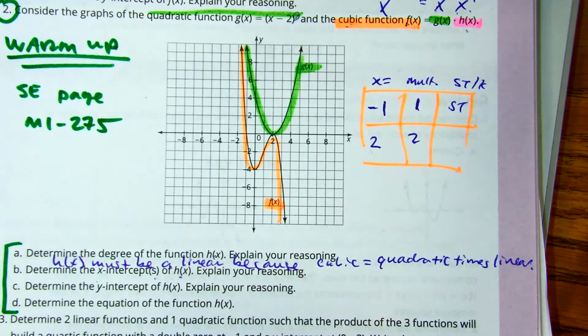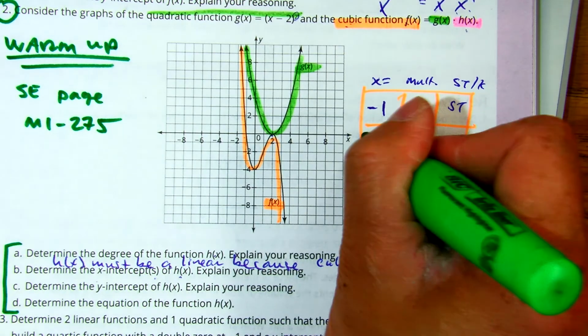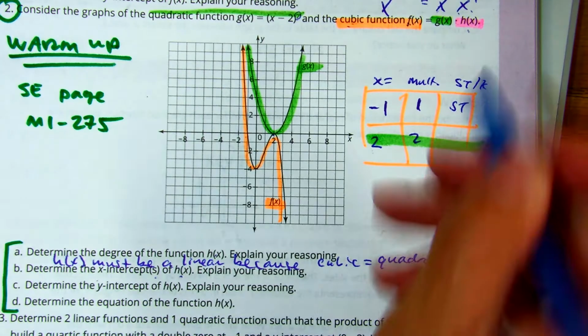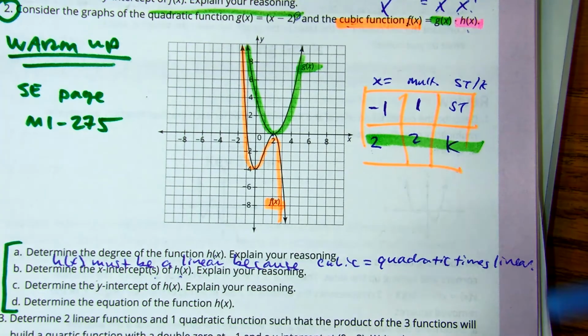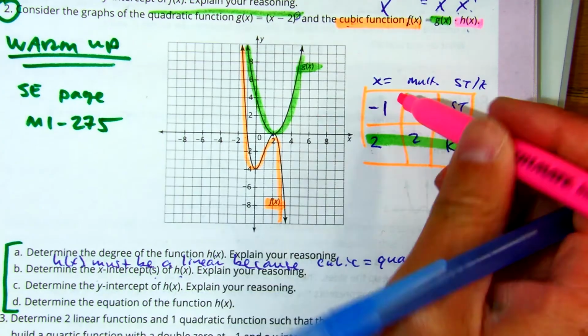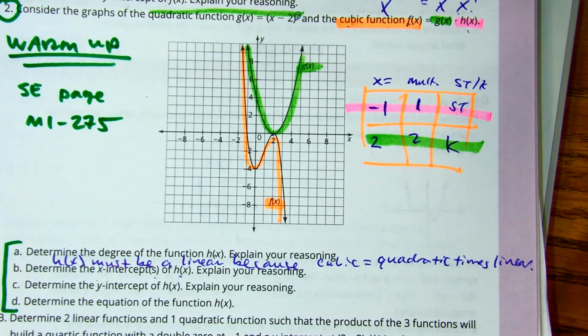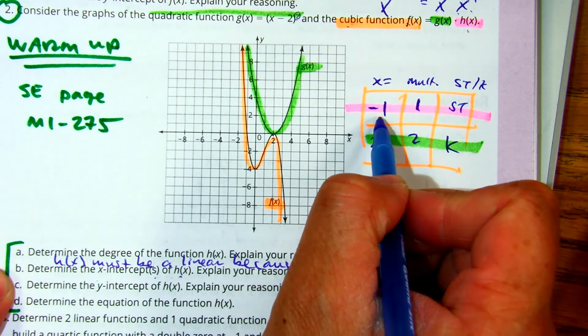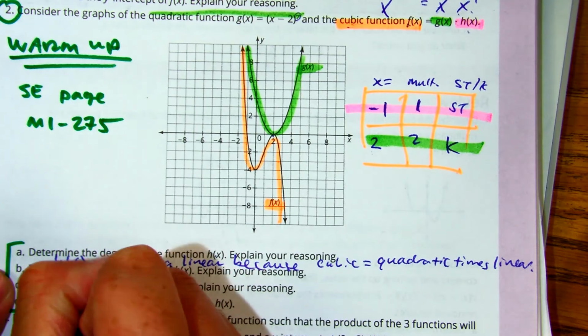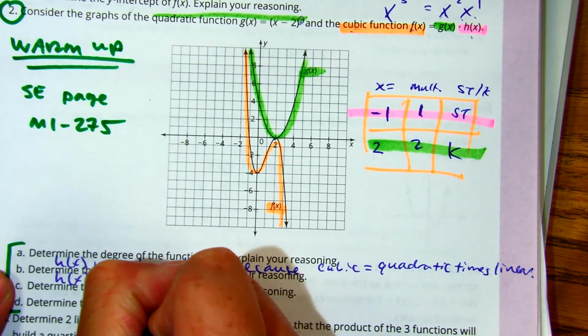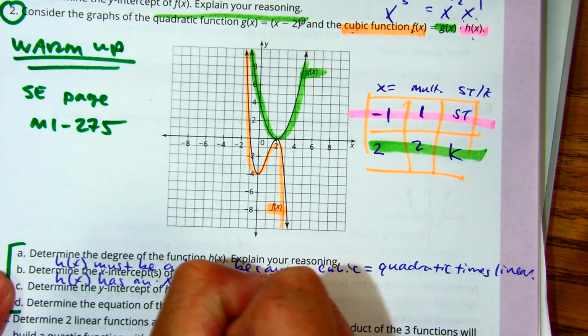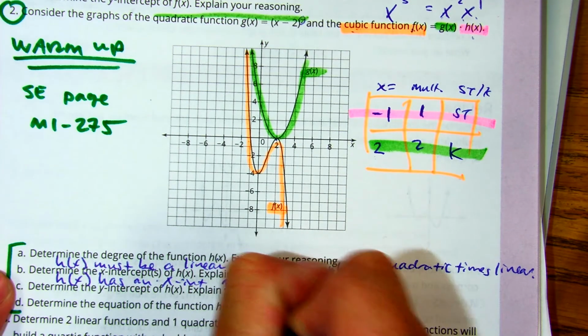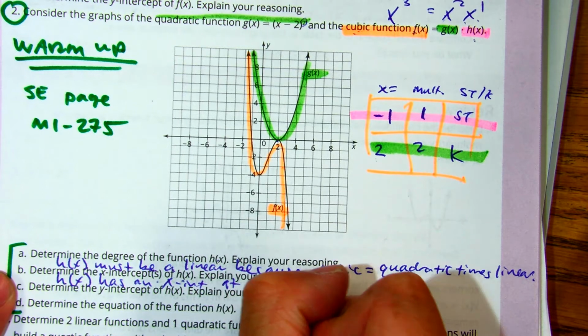So the green is on this one. That's a kiss. Therefore, we don't see it on here, but h of x has an x-intercept at -1. H of x has an x-intercept at x equals -1.